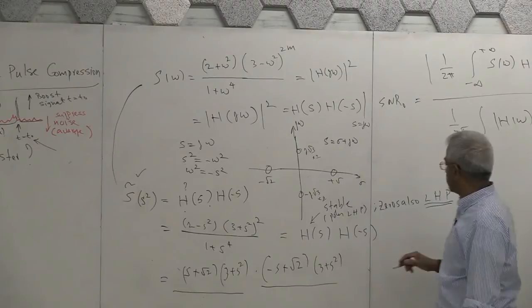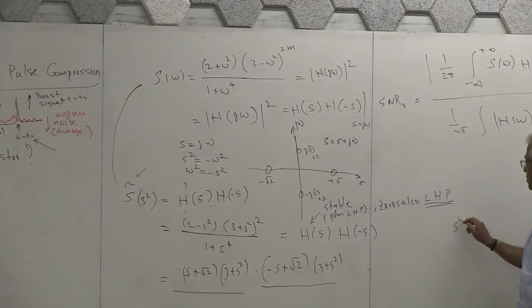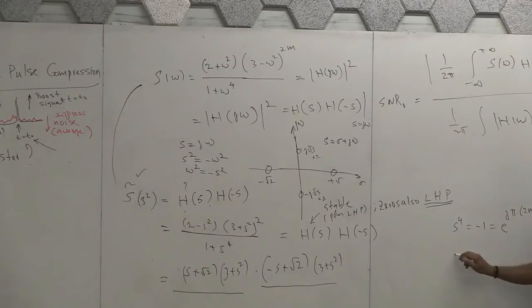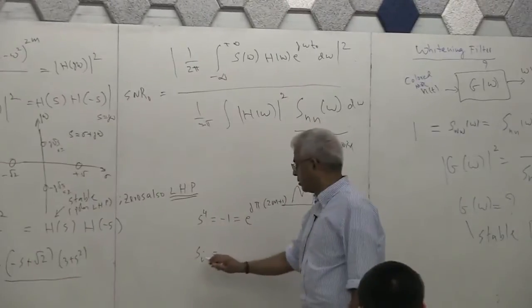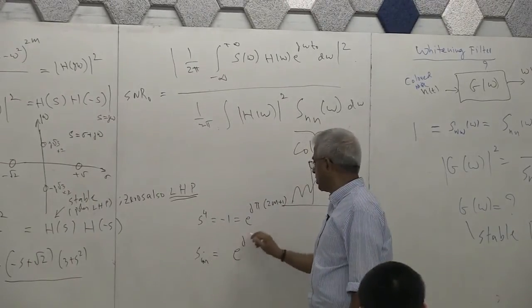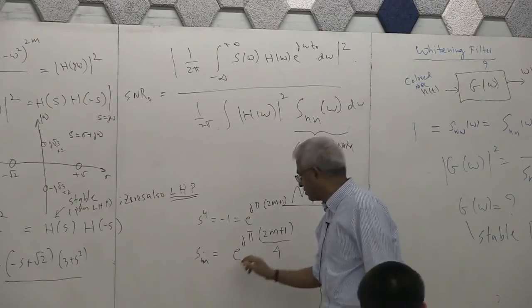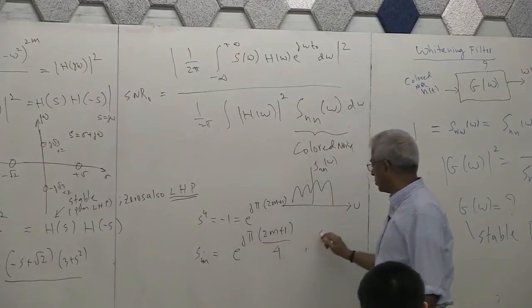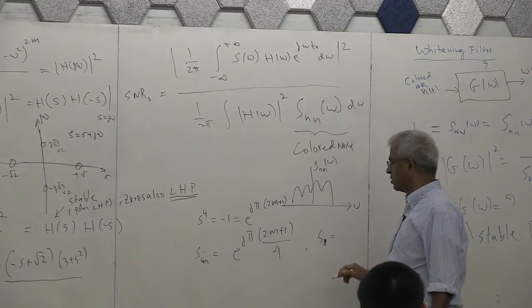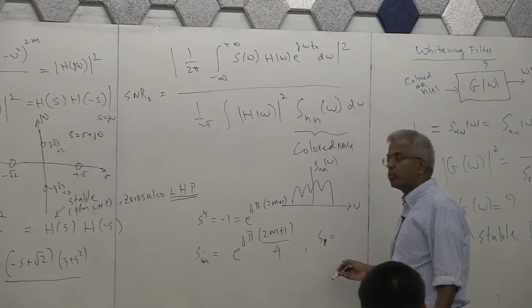Okay. The denominator is a little crazy, so you want to solve s to the 4 equal to minus 1. Minus 1 is what? e raised to j pi. So that can be written as 2m plus 1 times pi, right? So the 4 roots are s_m equal to e raised to j pi times (2m plus 1) over 4. So where is the first root? Put m equal to 0. So the first root is e raised to j pi over 4.